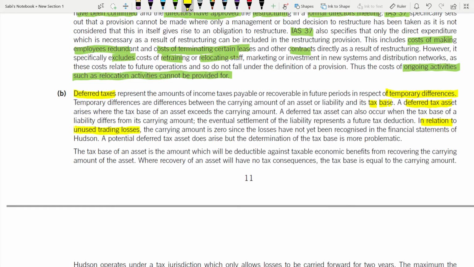Unused tax trading losses. The carrying amount is 0 since the losses have not been recognized in the financial statements of Hassan. Of course, if it's unused trading losses, the carrying amount will be 0. Losses will not be recognized in financial statements. So a potential deferred tax asset does arise, but the determination of the tax base is more problematic.